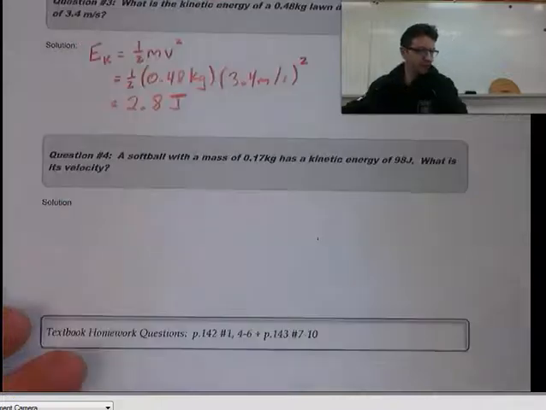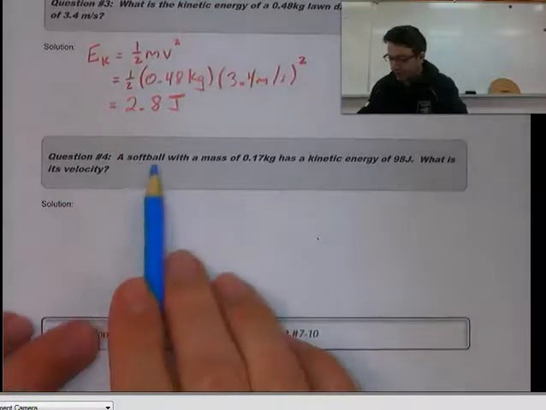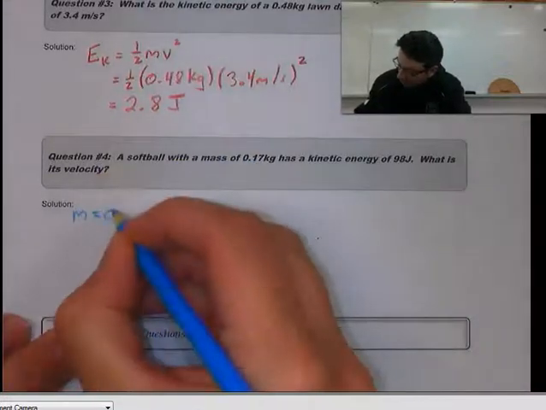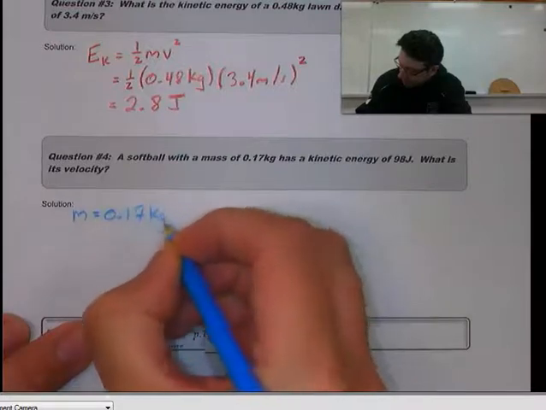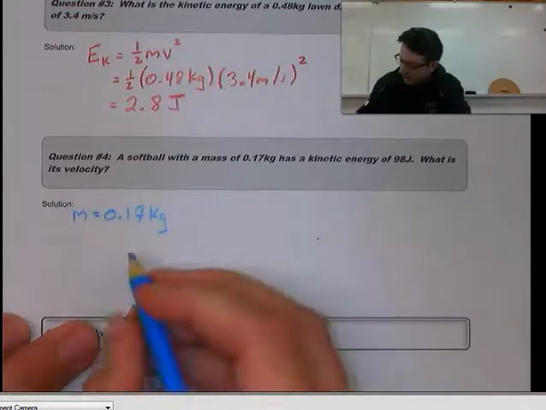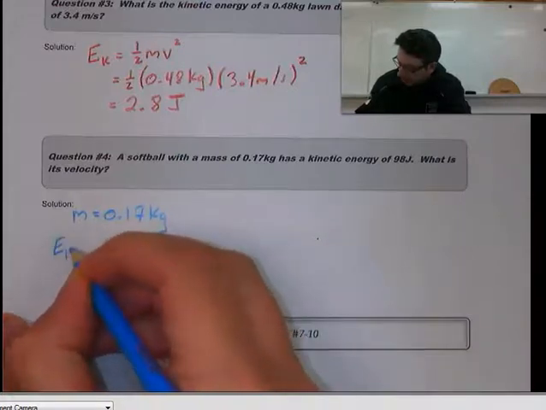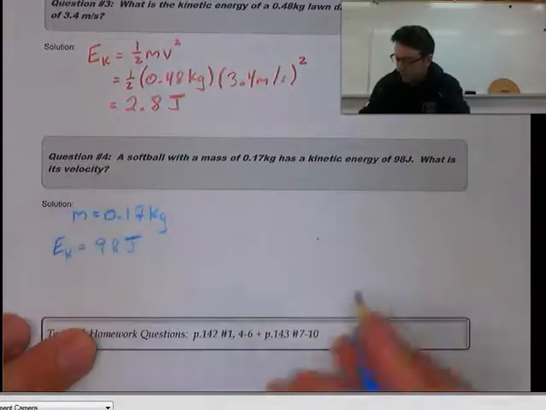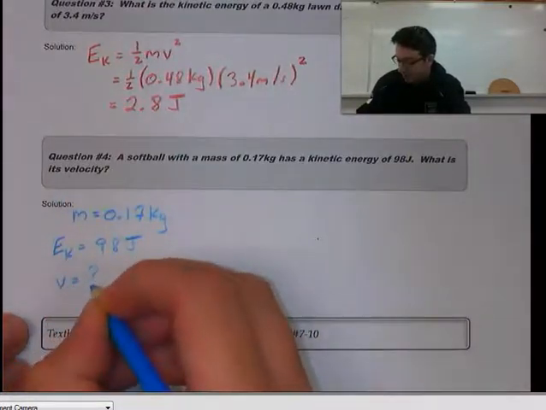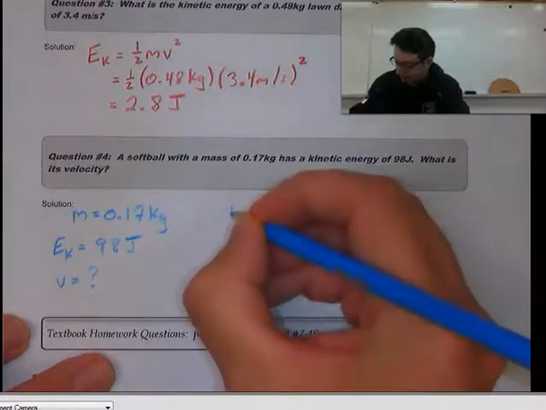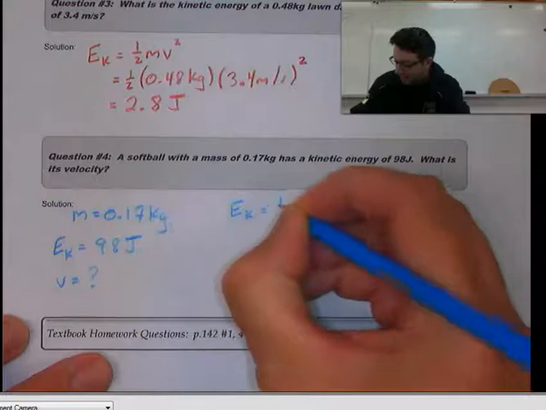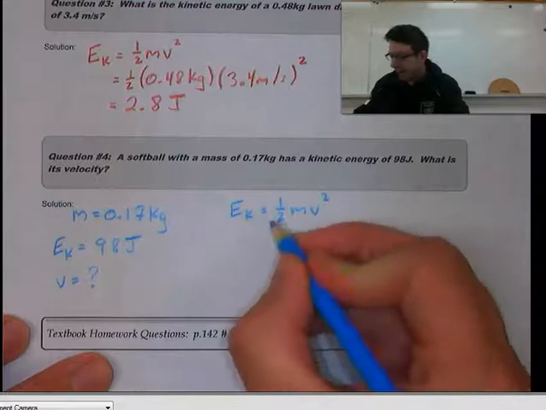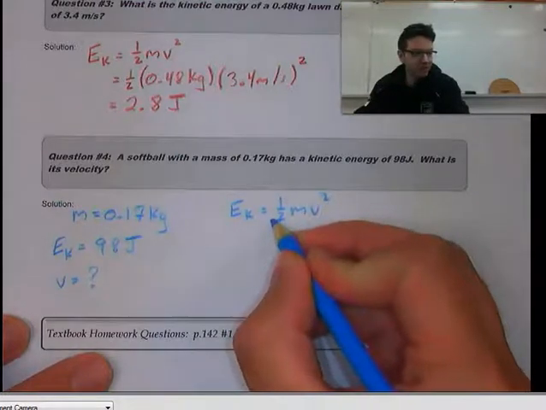Pause there. All right, so our last question says a softball with a mass of 0.17 kilograms, so m equals 0.17 kilograms, has a kinetic energy of 98 joules. So EK equals 98 joules. What is its velocity? So we're looking for velocity. We're going to have to rearrange the equation this time. Our equation is EK is 1/2 mv squared. What we can first do is get rid of this 1/2, so multiply both sides of the equation by 2.